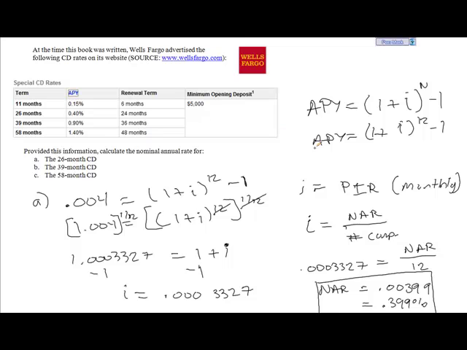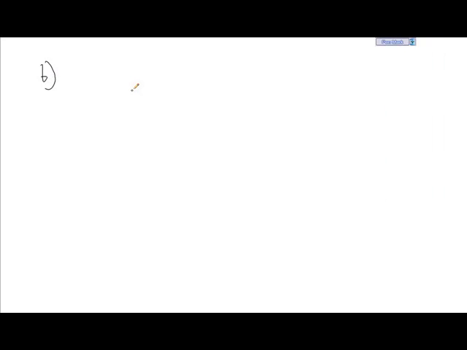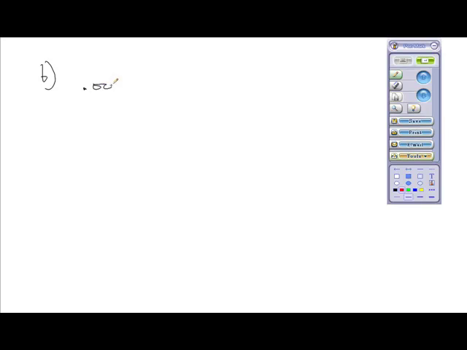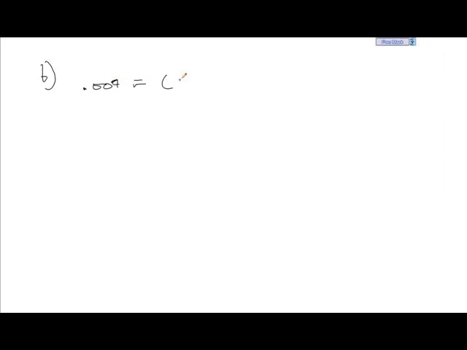Same type of thing will apply for the 39-month CD. So the 39-month CD is just a different rate, that's all. Don't let the 39-month throw you off, because APY is still what the rate is over the course of one year. Okay, so for the 39-month, we see it's 0.9%. So 0.009 is the APY equals (1 plus i) to the 12th power minus 1. And now this is going along with the number of times it's compounded in a year. So over a year, if I compound this 12 times, I'm going to get a total of 0.9%. So we add 1, and we take the 1/12th root.